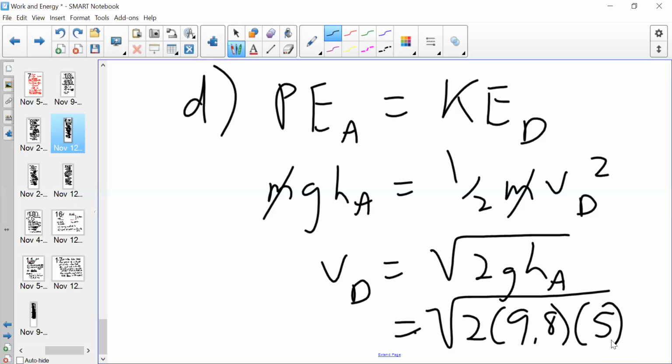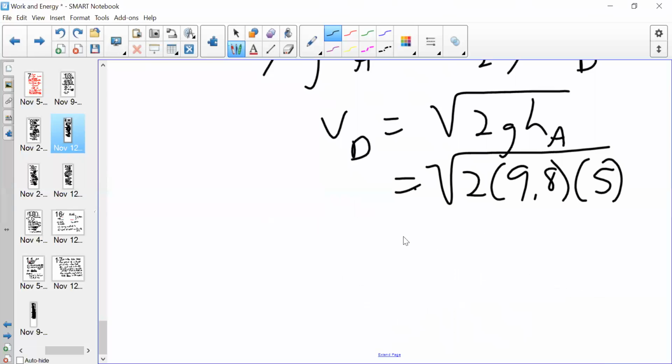That gives about 9.9 meters per second from start to finish. And notice that it went from 5.94 to 7.67 to 9.9, which is full speed. It's fully converted.